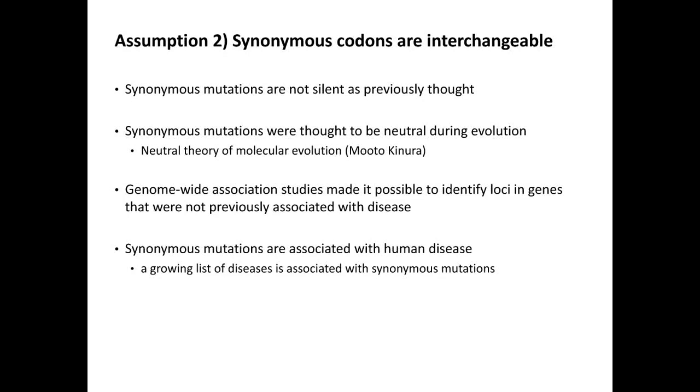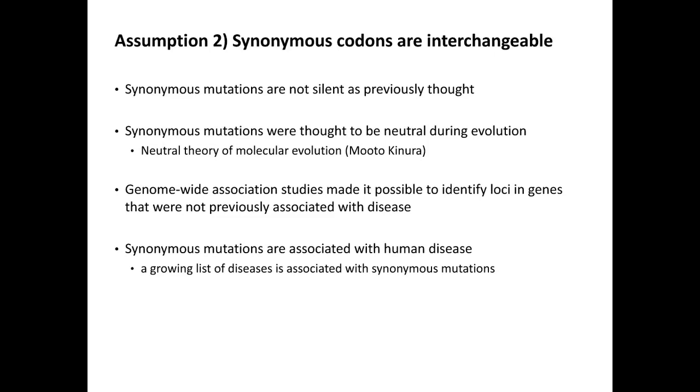Synonymous codons were thought of as silent mutations or silent changes because the amino acid sequence wasn't changed, and it was believed that the amino acid sequence was all that was necessary to give you the same protein. Synonymous mutations were thought to be neutral during evolution, and this was elaborated in the neutral theory of molecular evolution a few years back.